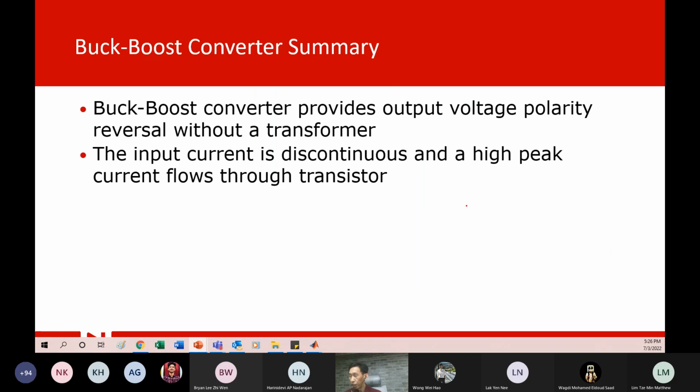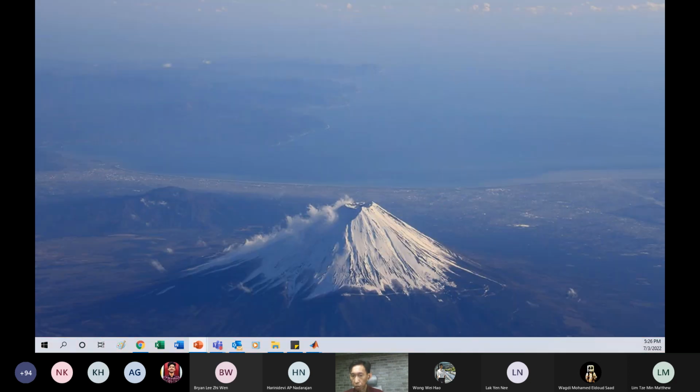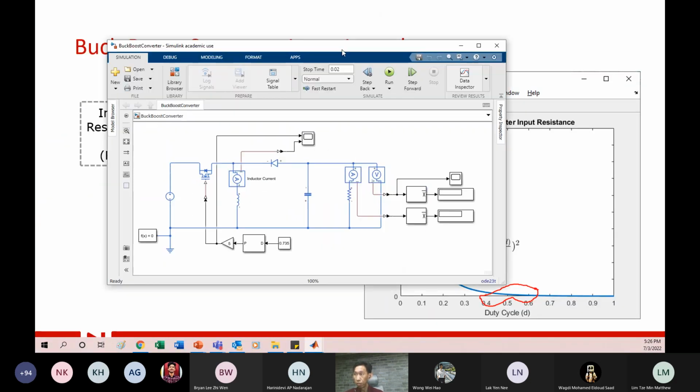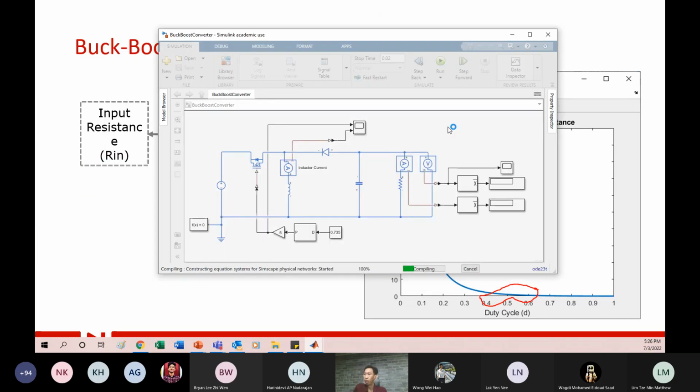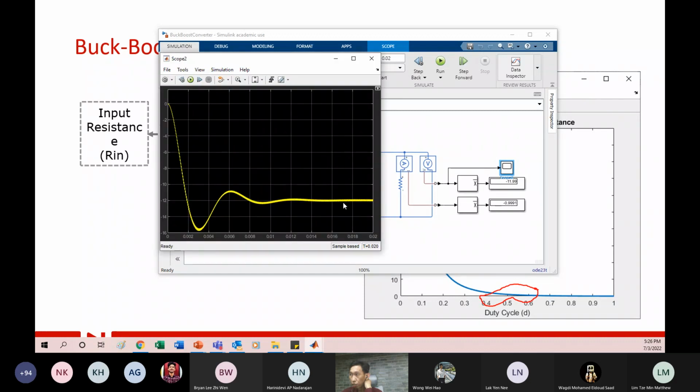Okay, buck boost converter. Maybe I'll show you the MATLAB here first. Buck boost converter. So these examples you can do at home. I will spend more time on the flyback, because this one does not really have any practical use for commercial. So you can see I get this wattage. You can actually see the negative voltage of 12 volt.